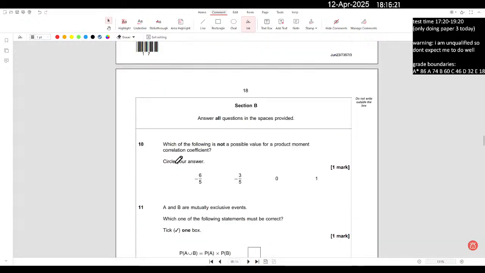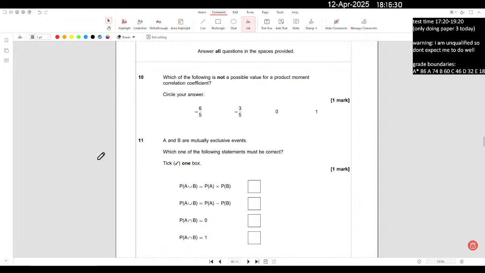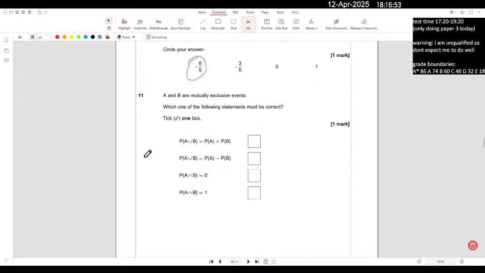Okay, section B. I believe this is the stats section now, so I don't know if I'd be able to do this. Which of the following is not a possible value for the product moment correlation coefficient? This has to be between -1 and 1, so this is not a possible value.